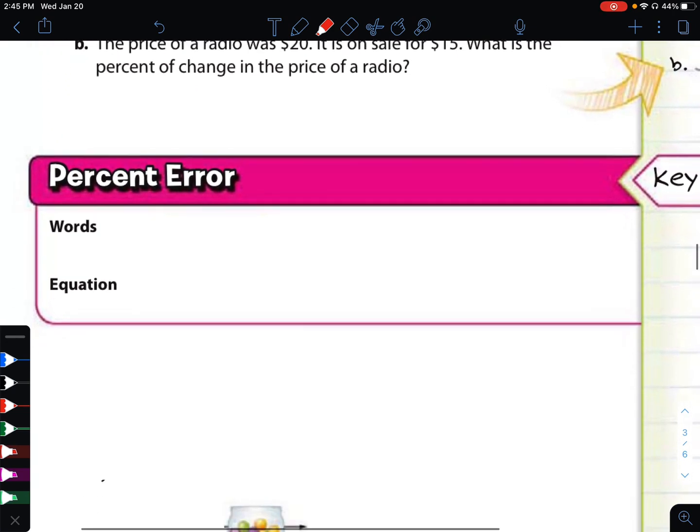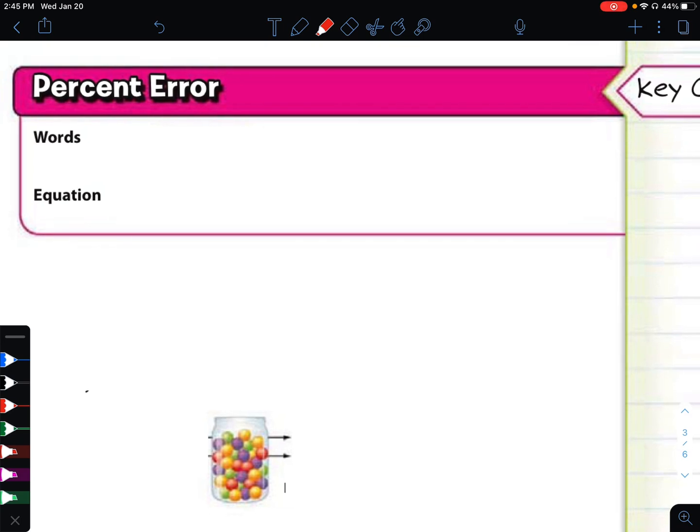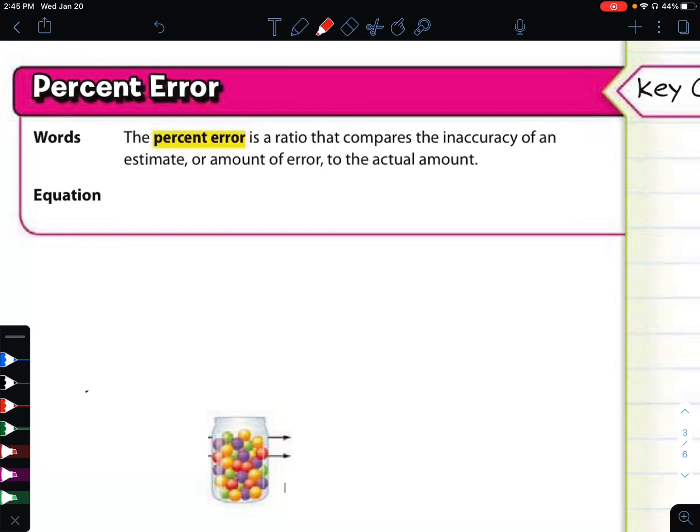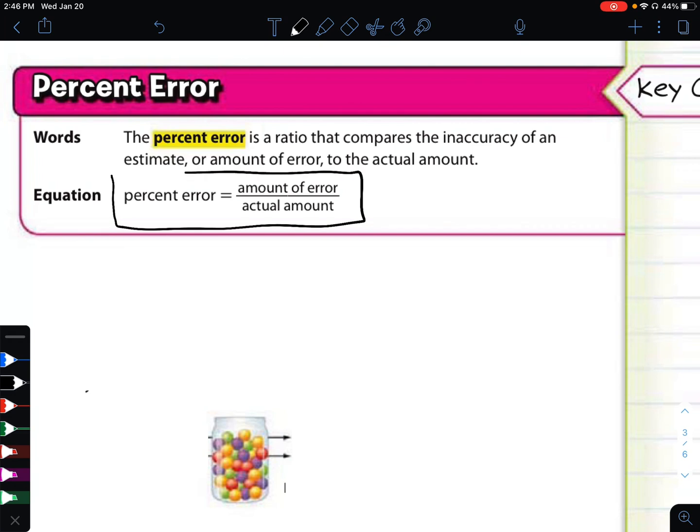Now there's another thing that we need to consider in this lesson, and that's what we call the percent error. In words, the percent error is the ratio that compares the inaccuracy of an estimate or amount of error to the actual amount. As an equation, it's very much similar to the percent of change. Percent of error is equal to the amount of error, or the difference between the higher and the lower guess, over the actual amount. So we always look to this formula to find out the percent of error.